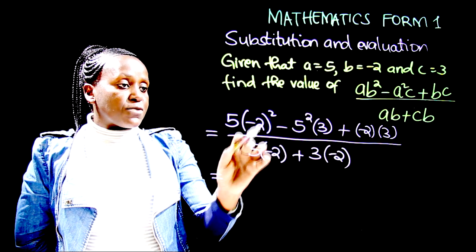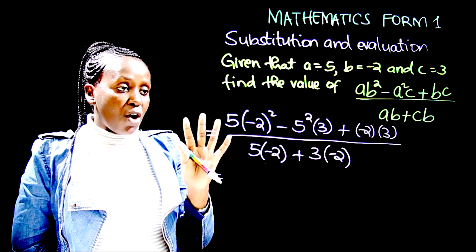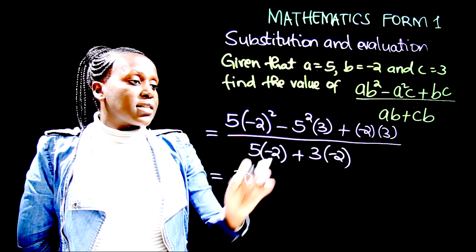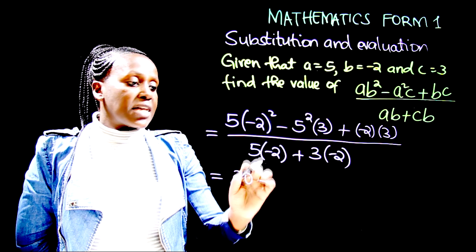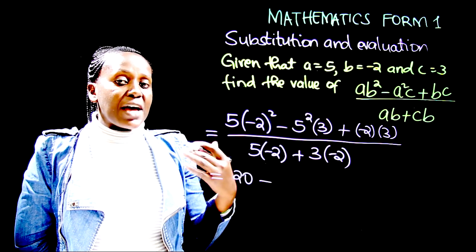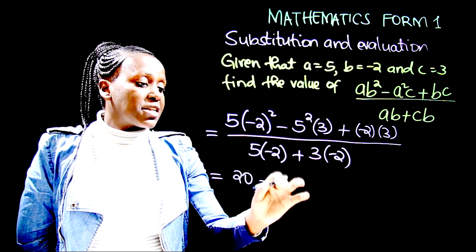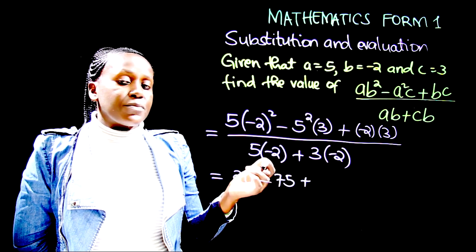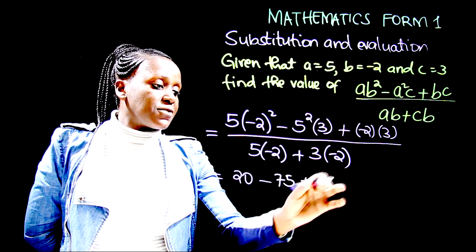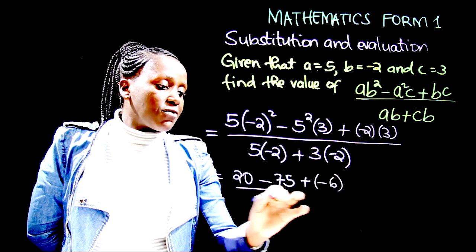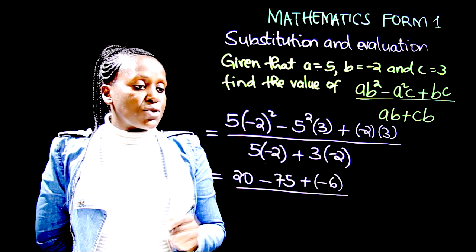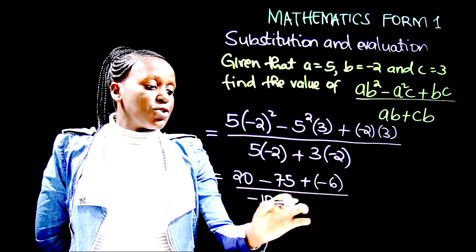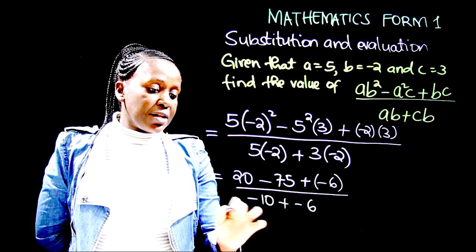Here we have -2 squared, which is equal to 4. 4 times 5 is 20, minus 5 squared is 25, 25 times 3 is 75, plus -2 times 3 is -6. All that over 5 times -2, which is -10, plus 3 times -2, which is -6.